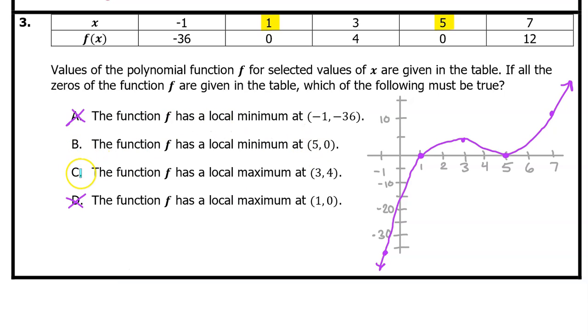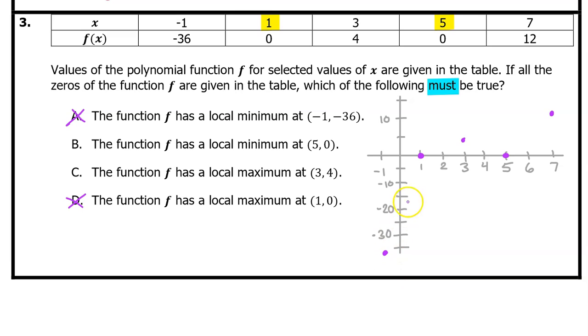To choose between B or C, we need to read very carefully. It says in the directions, which of the following must be true? Only one of these has to be true. Does the function have to have a local minimum at 5, 0, or does f have to have a local maximum at 3, 4? Let's go back to just dots. Keep in mind that 1 and 5 are the only zeros of function f.